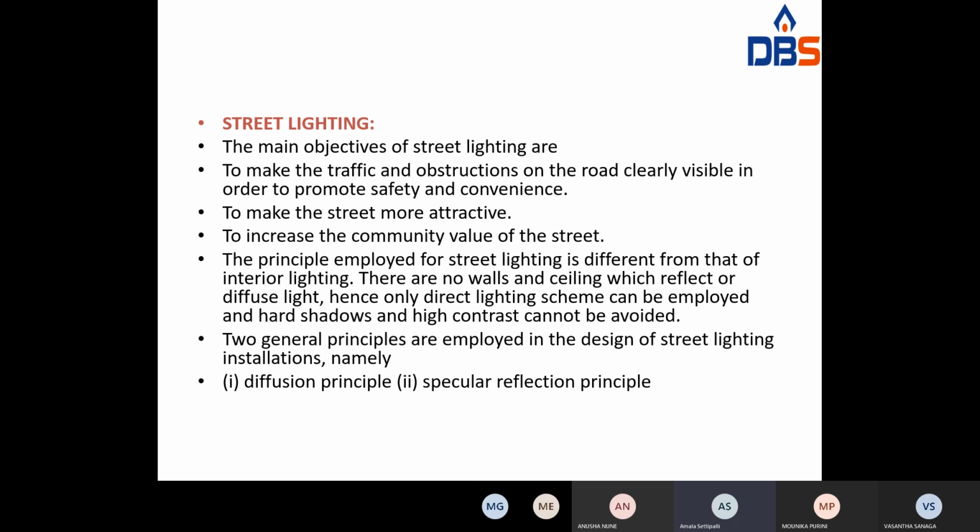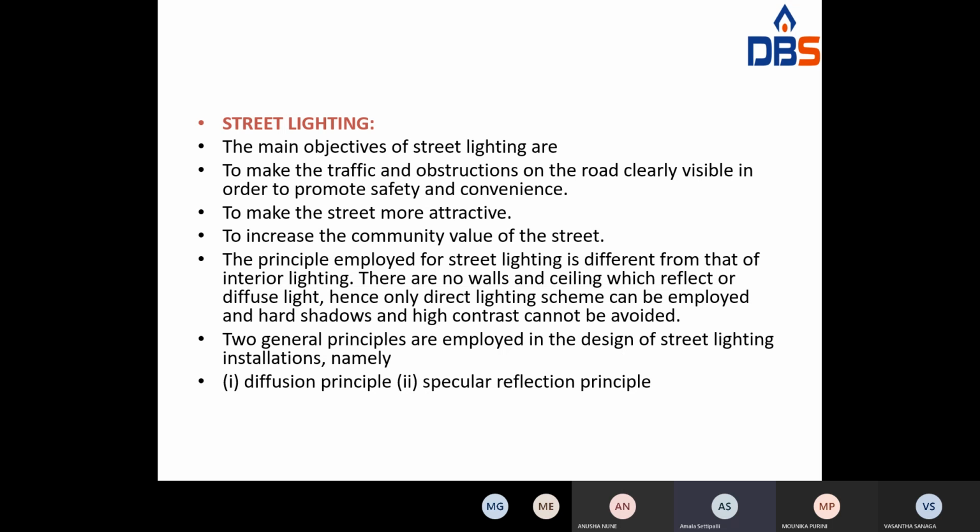Next, coming to street lighting. The main objectives of street lighting are to make the traffic and obstructions on the road clearly visible in order to promote safety and convenience. Whenever there is no street lighting, in the daytime it's okay, but at night it becomes dark, which may cause obstructions to the traffic and may cause accidents on the roads.